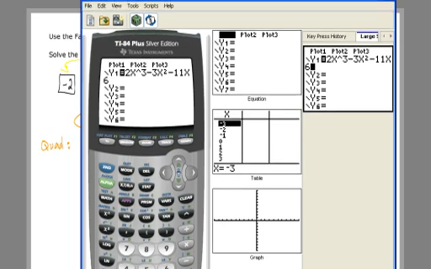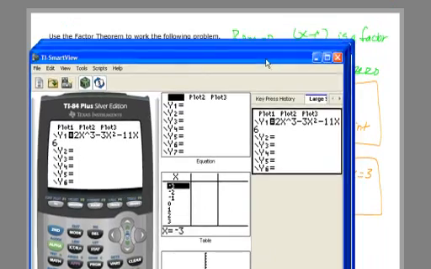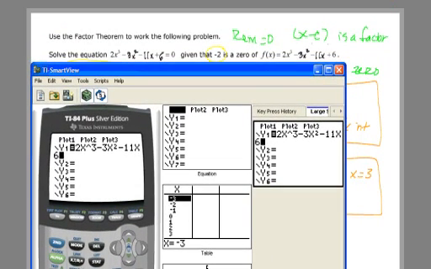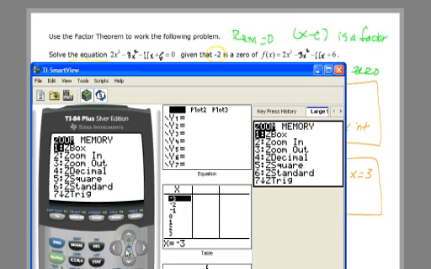So what I've done is I've gone to the calculator and under y equals I've typed in this function. And remember, the zeros of this function are the same thing as the solutions to this equation. Functions have zeros, equations have solutions. Same thing. Now I want you to go to Zoom 6, our standard viewing window.